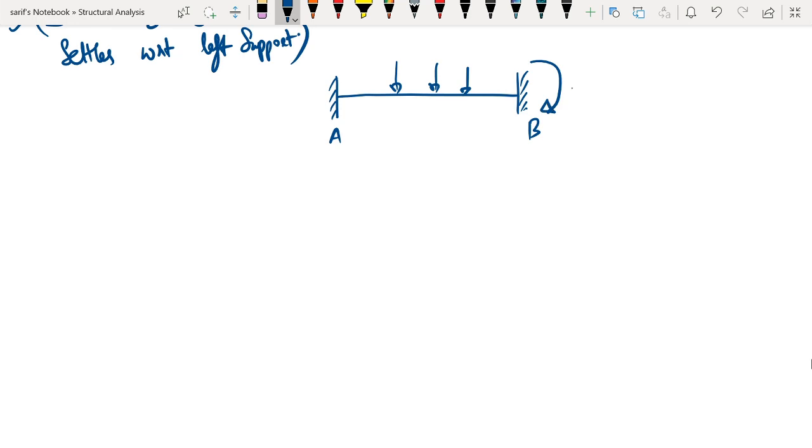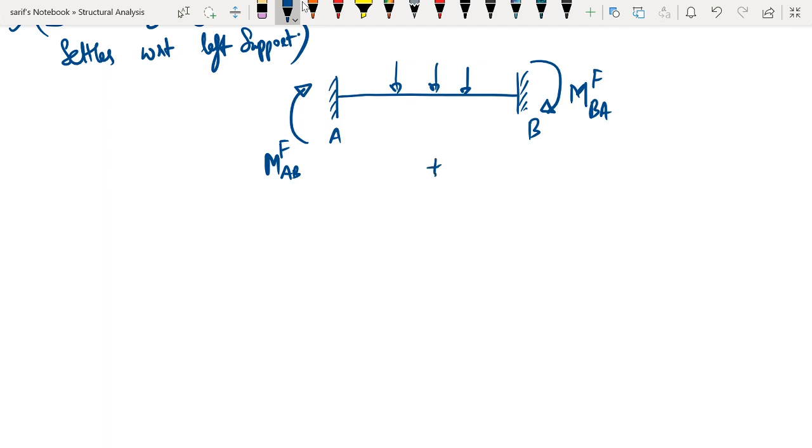So this will be MFAB, and so this is not AB, this is BA, and this would be MFAB. So this is the first case.